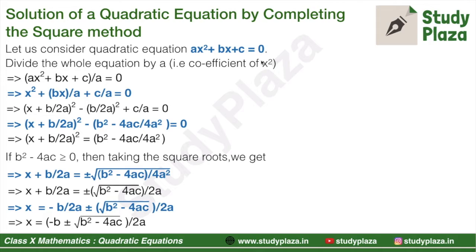The first step is to divide the whole equation by the coefficient of x square, that is a in this case. So when we divide this equation by a, we get the equation x square plus b by a x plus c by a is equal to 0. Now the second step is to change this part to a whole square. So we add and subtract the whole square of b by 2a to this equation so that the equation becomes a whole square. So when we add this, we get x plus b by 2a whole square minus b square minus 4ac upon 4a square is equal to 0.